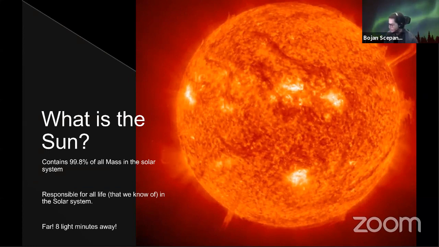And how far away is the sun? 8 light minutes. So what does 8 light minutes mean? Light travels very fast, 300,000 kilometers per second. If the sun were to stop shining right now, we would actually receive sunlight for another 8 minutes until the lights would go off. So 8 light minutes is how far away the sun is.